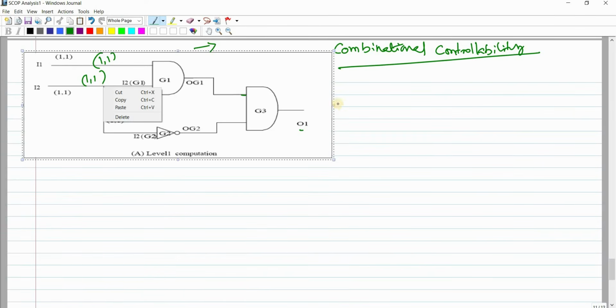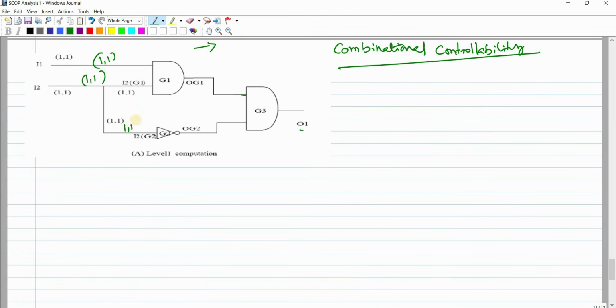Here it is 1, 1. So here also we can get 1, 1. That means the same way. Okay. So for this you have to calculate at this point. For AND gate, what's the formula from the table? For AND gate, combinational zero controllability is a minimum of input zero controllabilities plus 1.